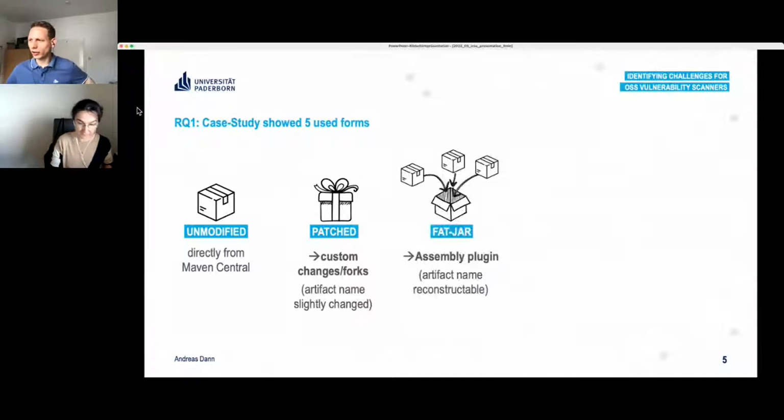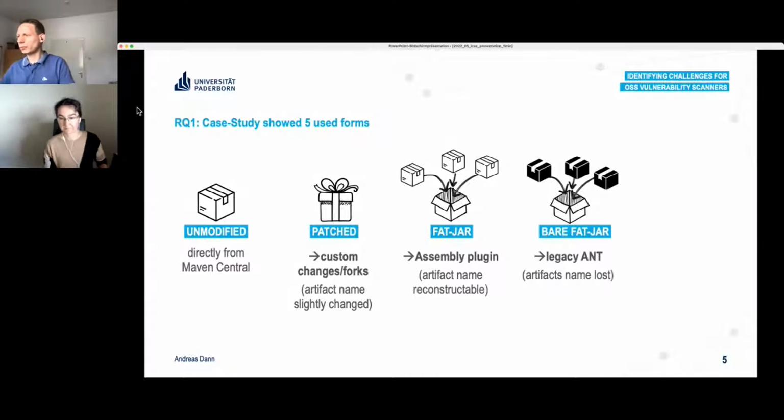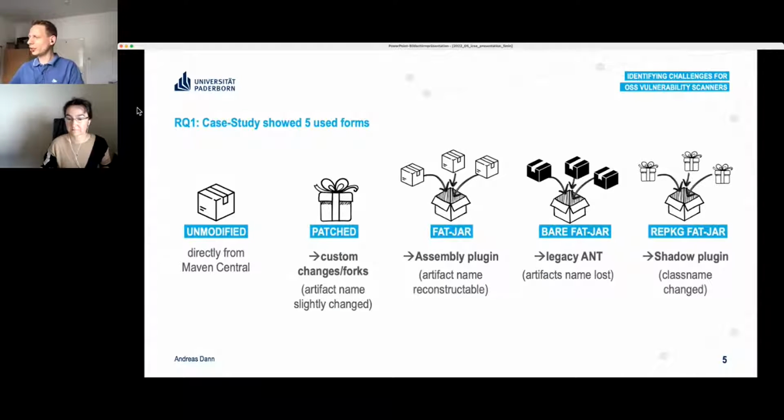What we also commonly saw were so-called fat jars, where developers bundled multiple open source packages into a single jar file, which contained the names of the original artifacts. A special case that we found were so-called bare fat jars. Like fat jars, they contained all different packages, but the original names of the open source artifacts were lost. A further special case were so-called repackaged jars. In this case, the fully qualified names of the class files were changed to avoid name clashes.